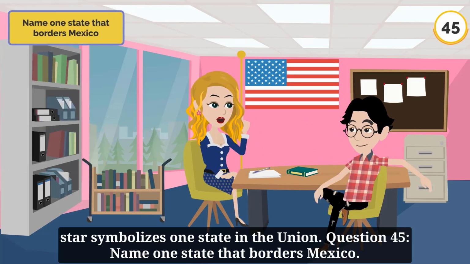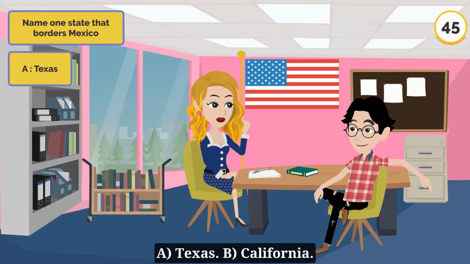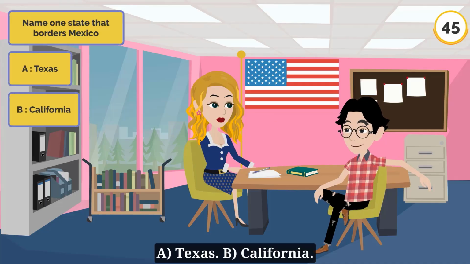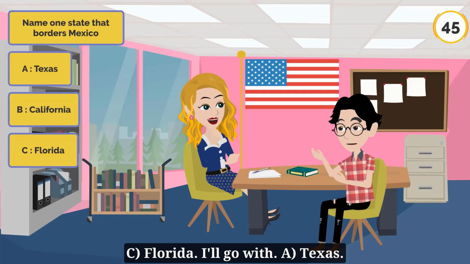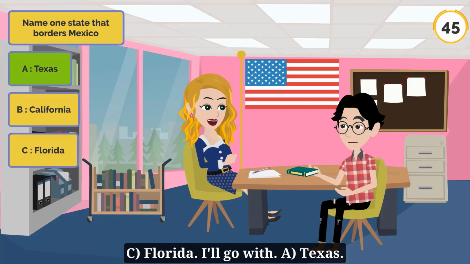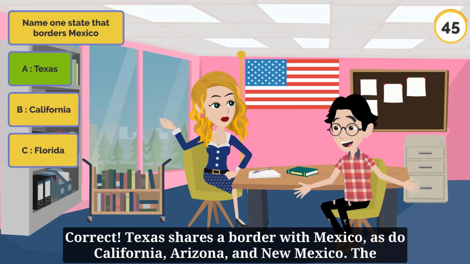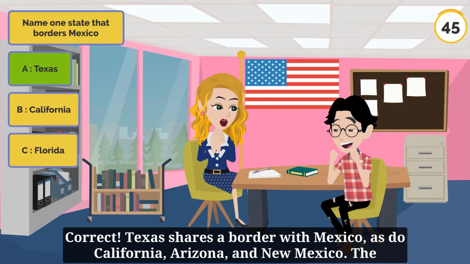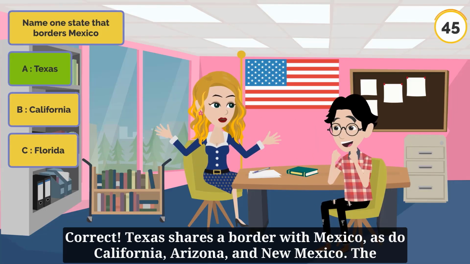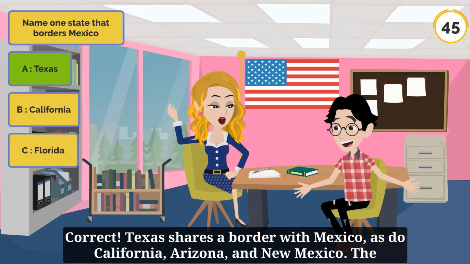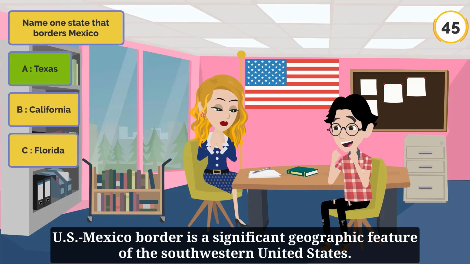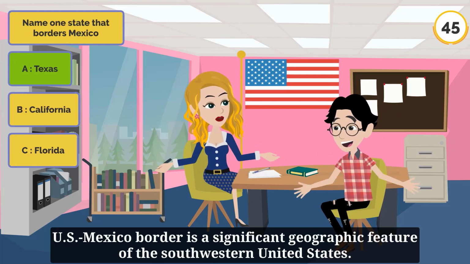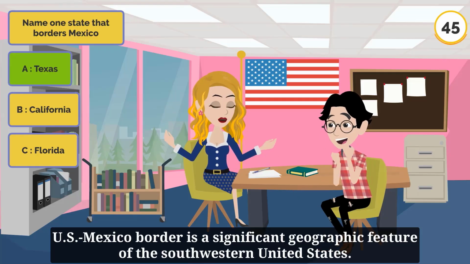Question 45. Name one state that borders Mexico. A. Texas. B. California. C. Florida. I'll go with A. Texas. Correct. Texas shares a border with Mexico, as do California, Arizona, and New Mexico. The U.S.-Mexico border is a significant geographic feature of the southwestern United States.